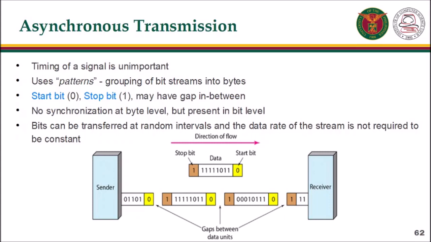The sending system handles each group independently, relaying it to the link whenever ready without regard to a timer. There is no synchronization at the byte level, but it is present at the bit level. Bits can be transferred at random intervals, and the data rate of the stream is not required to be constant.